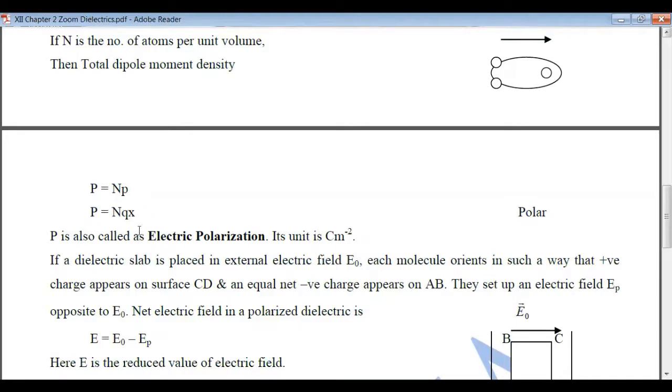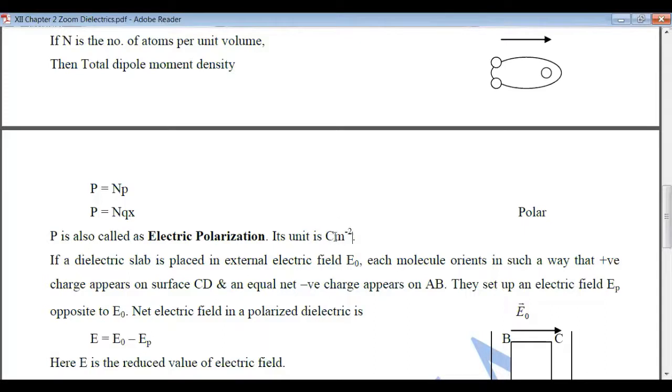So the dipole moment density, which is also called the electric polarization, is given by N into Q into X. Its unit: N is the number of atoms per unit volume, that is 1 upon meter cube, and Q into X is coulomb into meter. So its unit becomes coulomb per meter square.